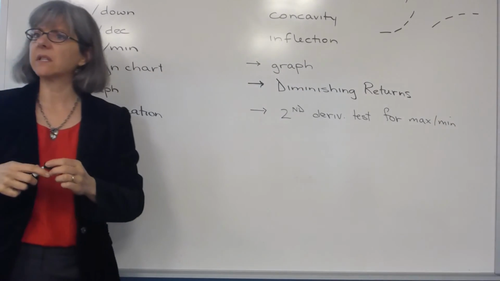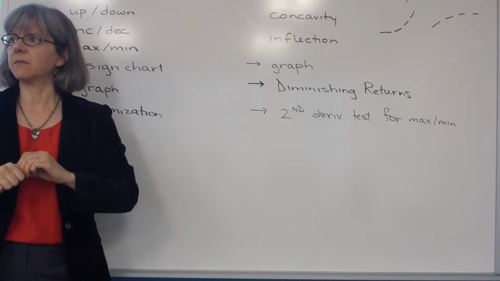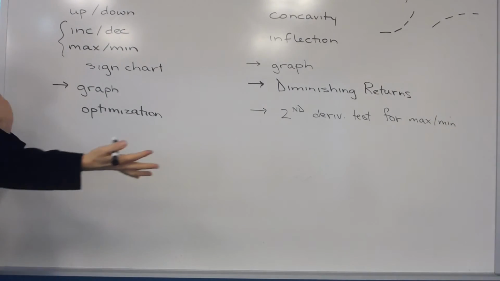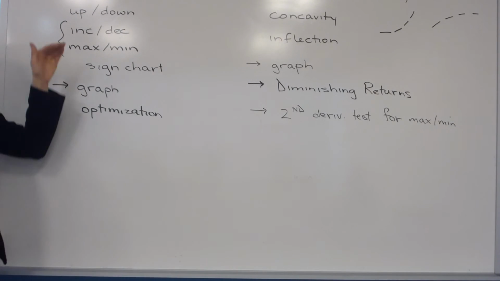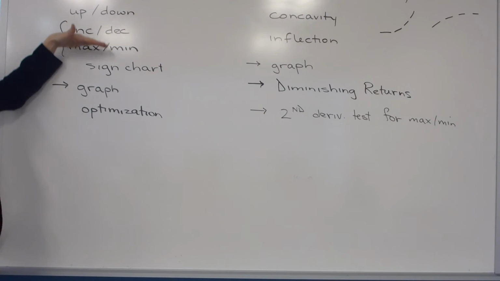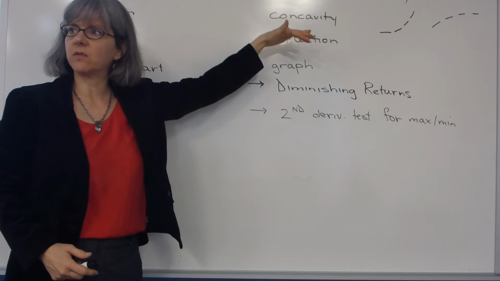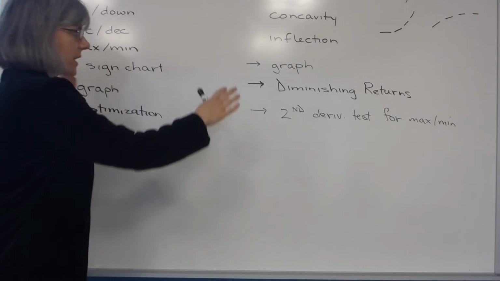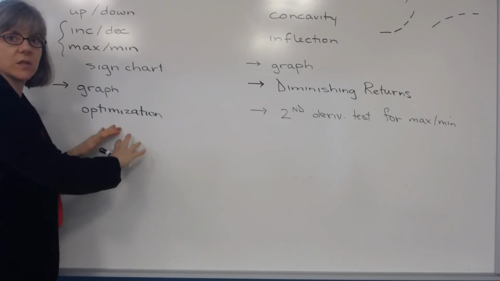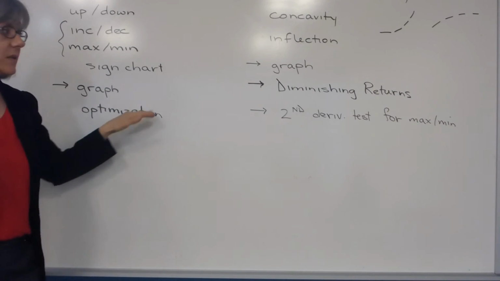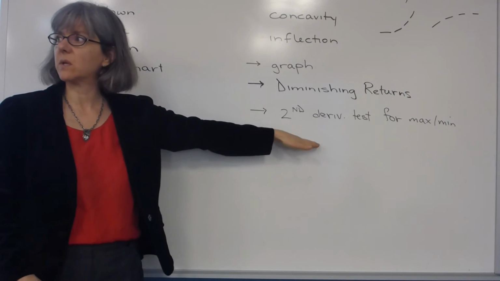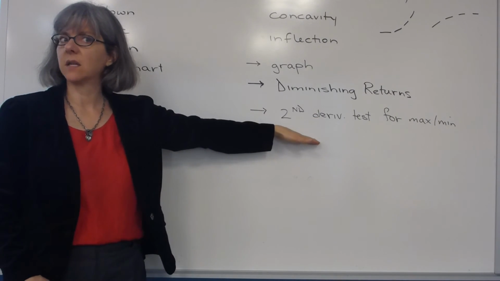I think this is pretty much everything that's on the test. So it all ties together really nicely. It's all about rate of change, which tells us what the function is doing and what the derivative or the speed or the rate of change is doing. And we can put it together in a graph. We can answer some interesting questions about optimizing. We can look at diminishing returns. We can look at other ways to find max and min.